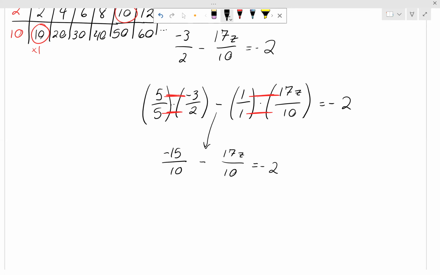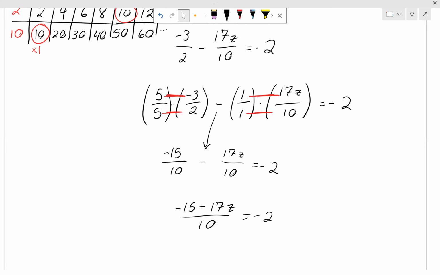All right, so now they have a common denominator, which means that I can add and subtract them together. So -15 minus 17z is going to be on my numerator. So I'm going to get -15 minus 17z over 10, because I have a common denominator, equals -2.